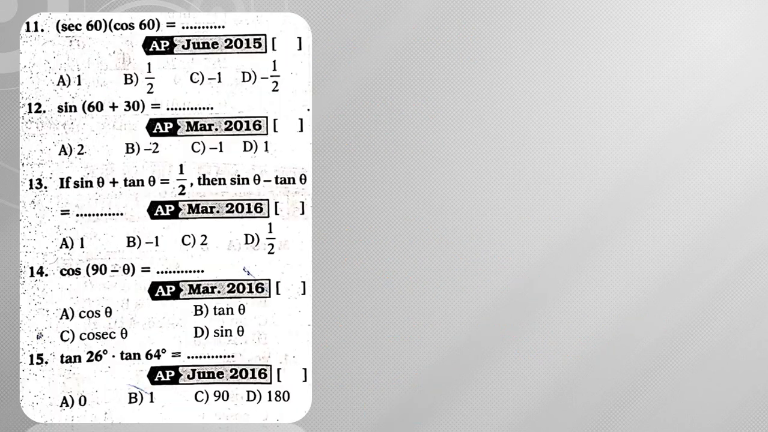Right. Next, moving on to question number 11. Secant 60 into cos 60. So what is the value of secant 60? Secant 60 is nothing but 2 by 1, and cos 60 is 1 by 2. So both will get cancelled and you are going to get the answer as 1. Or simply we can write secant 60 as 1 by cos 60. So 1 by cos 60 into cos 60. So without knowing the values also we can get the answer like this.